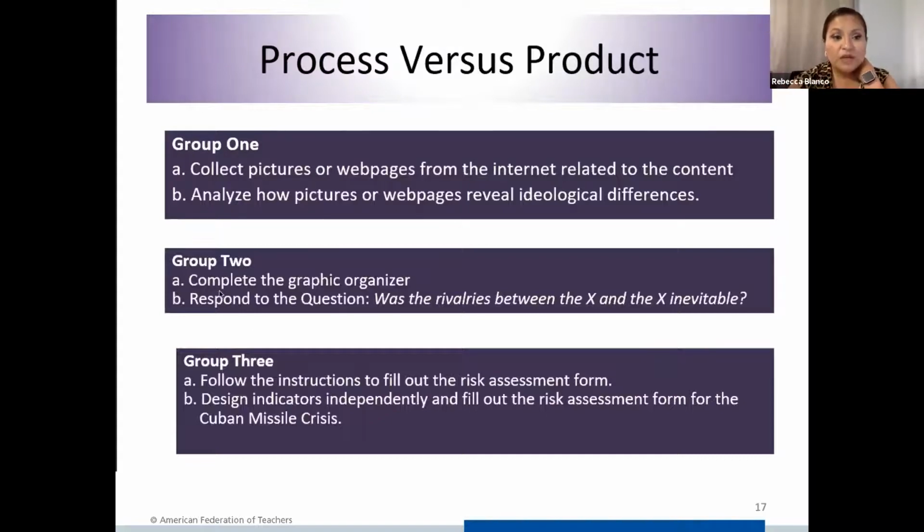You could either complete the graphic organizer. So let's keep that in mind, right? You're completing a graphic organizer. Are you making something? Are you doing something? And then the other one is respond to the question, was the rivalries between the X and the X inevitable? So are they differentiating by the process or the product? So they're still processing. But take a look at this though. They're completing a graphic organizer. Okay. So does that make sense?